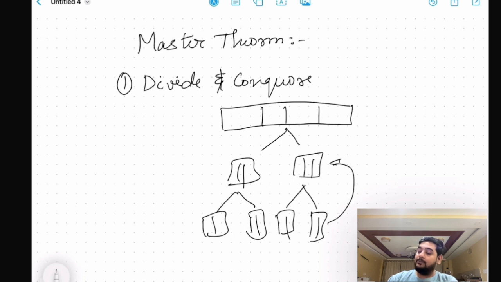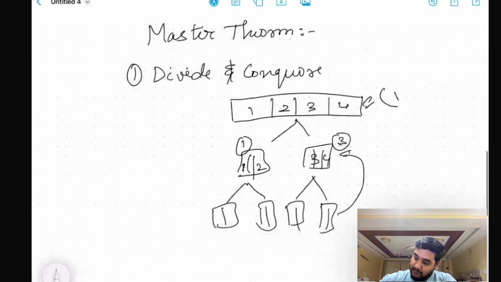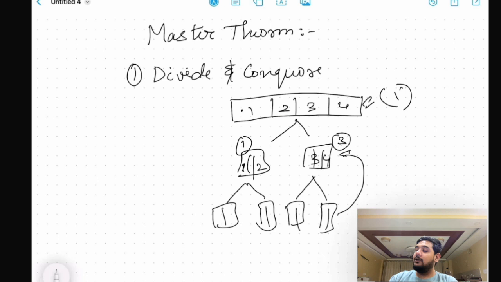Let's say we have 1, 2, 3 and 4, and we want to find the smallest. It will be 1 and 2, and then 3 and 4. The smallest between 1 and 2 is easy to compare, so the smallest of 1 and 2 will be 1, and the smallest of 3 and 4 will be 3. Then when it gets combined, the output will be the smallest of 1 and 3, that will be 1. So now what has happened is that you are not comparing 1 with every index, 2 with every index, 3 with every index, 4 with every index.